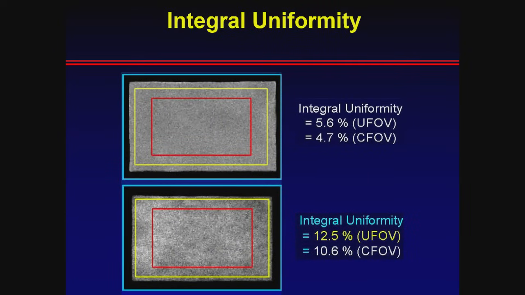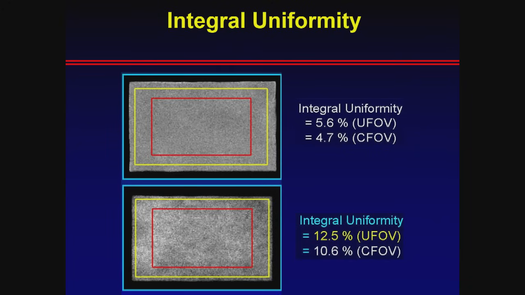In this situation, you can see the integral uniformity is about 4 to 5%, which is acceptable. Notice this, over 5% is not considered acceptable uniformity. This crystal is terrible. Look at how blotchy this is. This is 10 and 12% uniformity, okay?